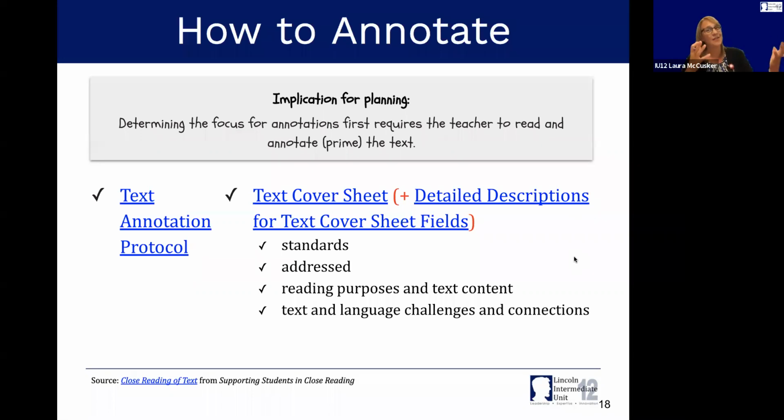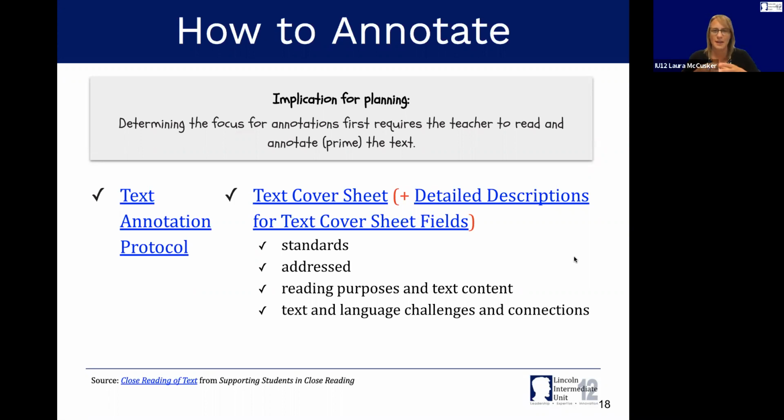Planning takes a lot of work. And so I often really encourage teams to work through this together. So if you have a grade level team, getting together and looking at text closely and doing some of these pieces really helps to make sure that we have the time that we need in order to do this detailed dive into a text before we use it with students.